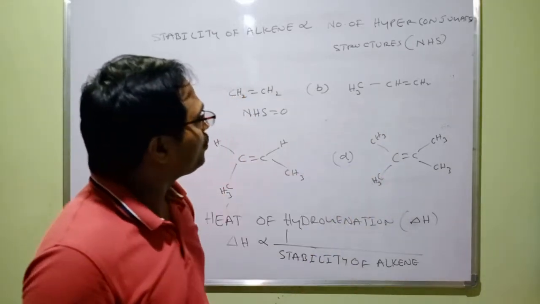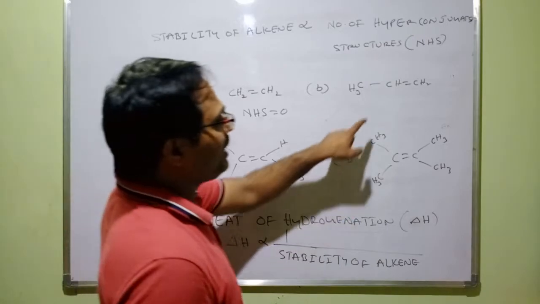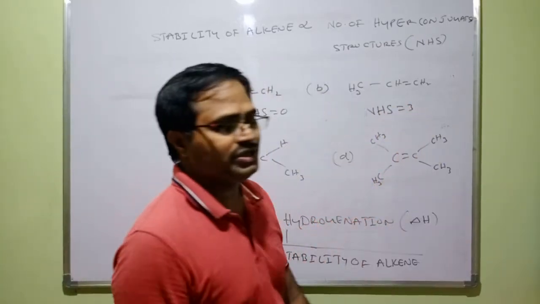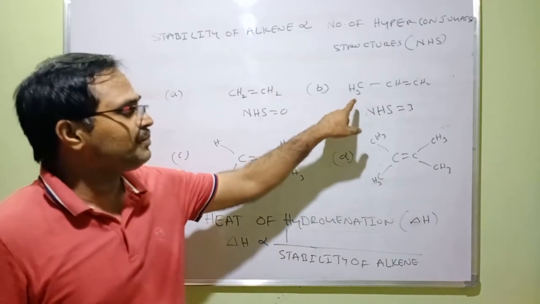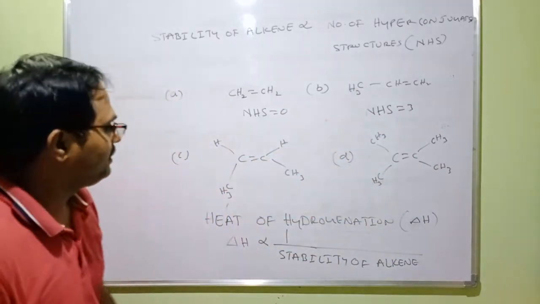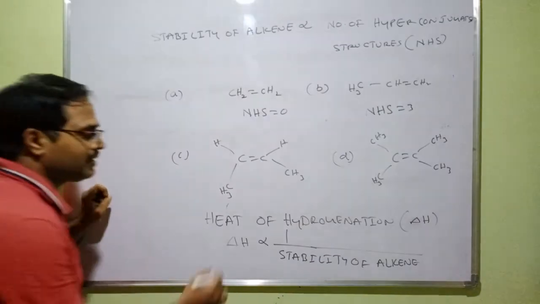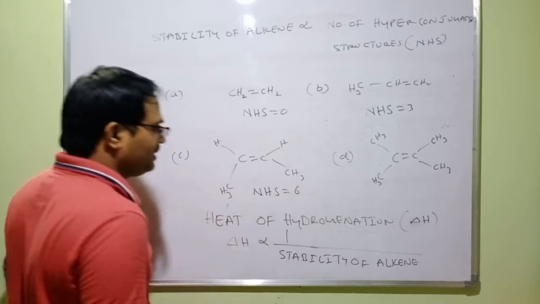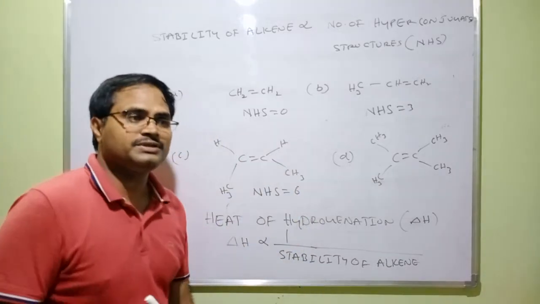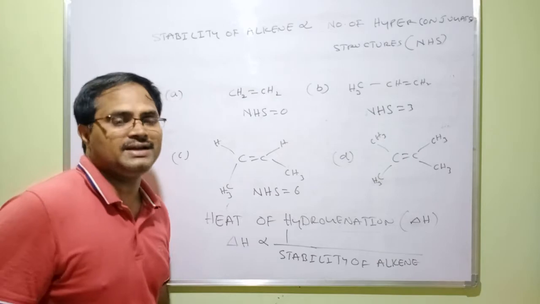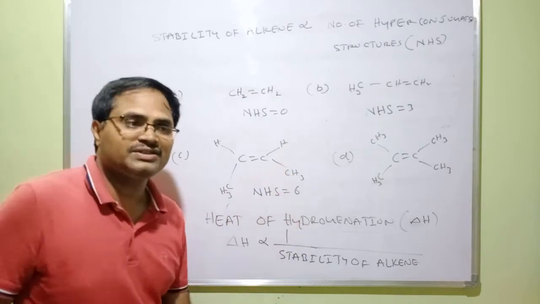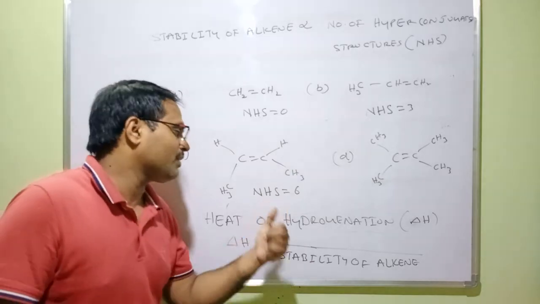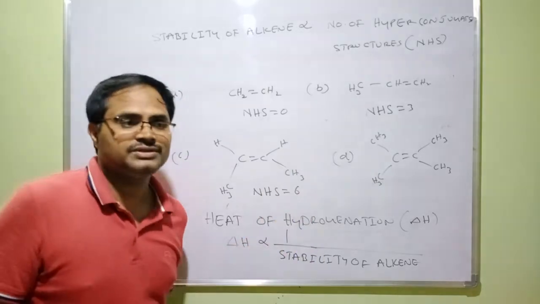Let us go there and see how many hyperconjugated structures. Already we have seen for this molecule 3 hyperconjugated structures. So this is an example already we have discussed earlier. So how many hyperconjugated structures here? Just now we have seen, number of hyperconjugated structures 6, because 2 alpha carbons are there. Each alpha carbon carries 3 hydrogens. Total number of alpha CH bonds is 6. Then the number of hyperconjugated structures is 6.